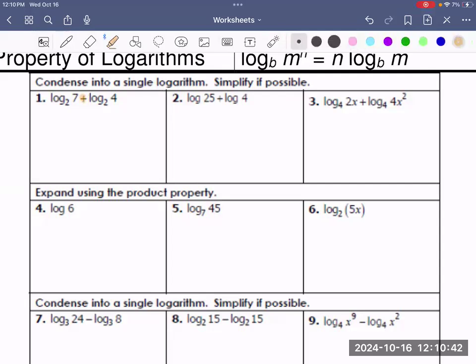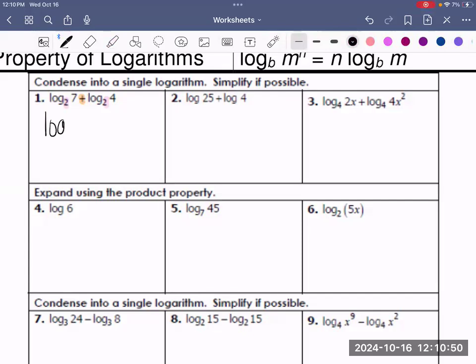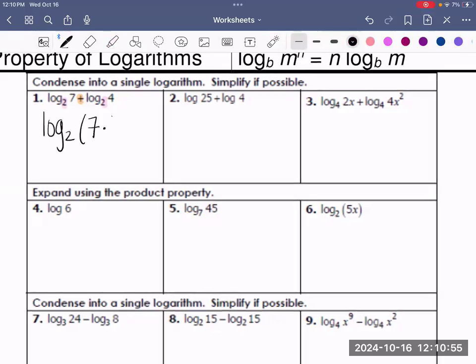You notice that we have addition. We do have the logarithm in the same exact base. That's always super key in order to combine them. So we want to write log base 2, and we're going to say 7 times 4. So we combine them through multiplication, not addition. Then we can go ahead and evaluate. 7 times 4 is 28.